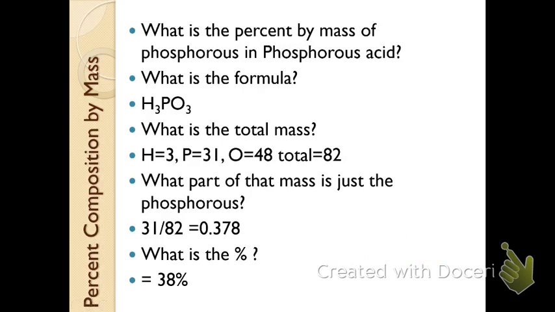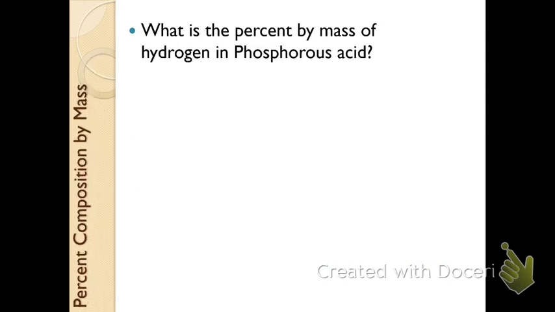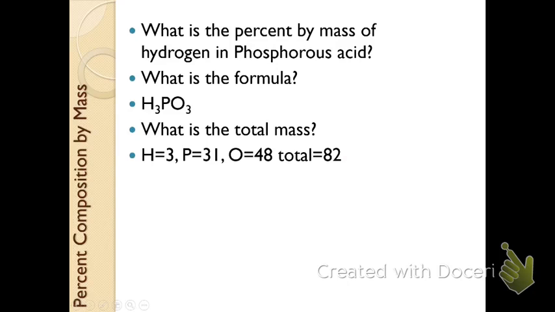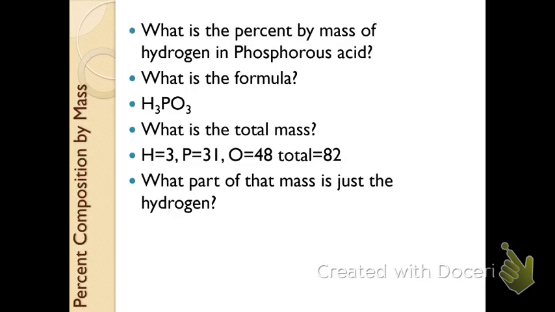Again, if you're getting this, you're doing just fine. This time we're asking for hydrogen. Again, you know the formula. You know the total mass. Go ahead and calculate what the percentage of hydrogen is going to be. Pause the video and then come back and check yourself. The part that's just hydrogen is 3 grams out of the 82. That's 3 divided by 82, which is equal to, when you do that on your calculator, you should get 0.0365.